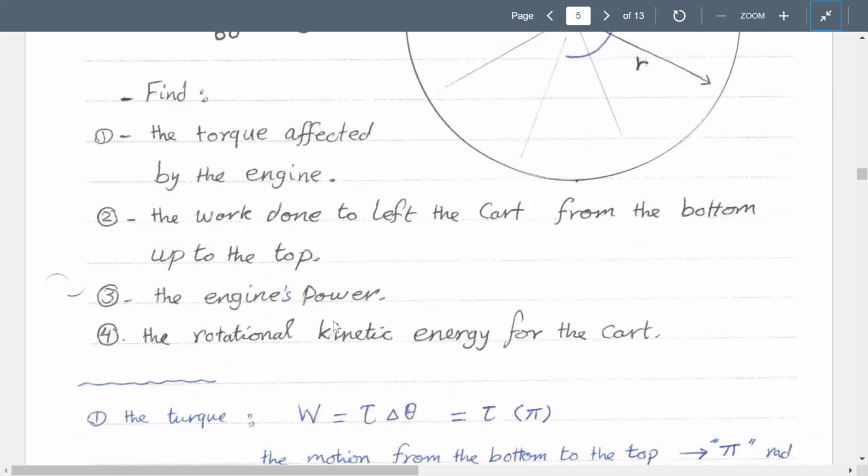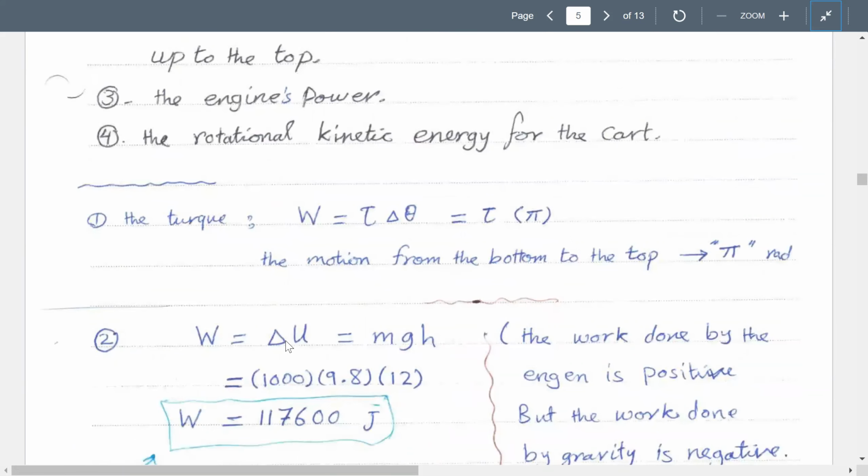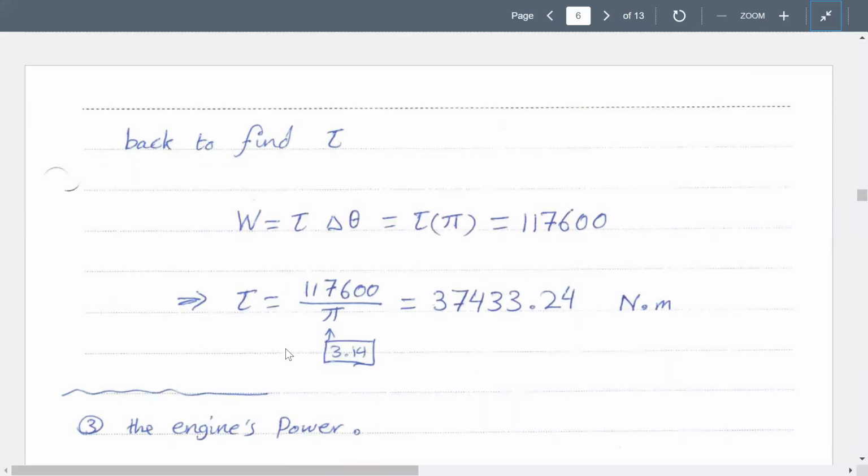So yes, I give you the torque to find it initially, but you cannot find it until you find the second requirement. This is physics, okay? But you do a step, then you do the other step. Okay, but the relations are simple.